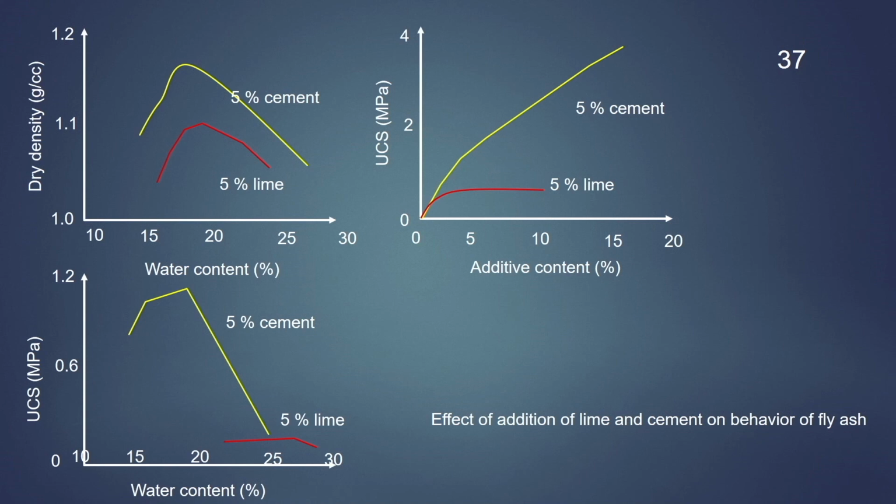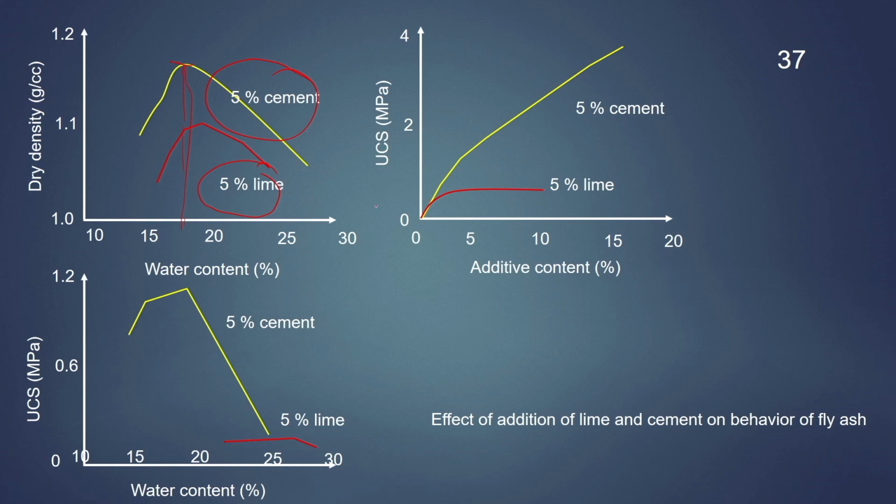If we look into the different properties which we can get from adding fly ash cement or fly ash lime to the soil, we can see that fly ash cement, in comparison to fly ash lime, will give a higher density at approximately identical water content or a little bit less water content. So, by adding cement to the fly ash, we can achieve a higher density in comparison to the addition of lime to the fly ash.